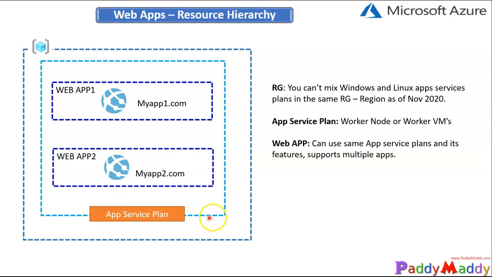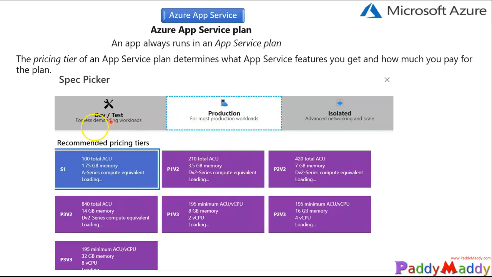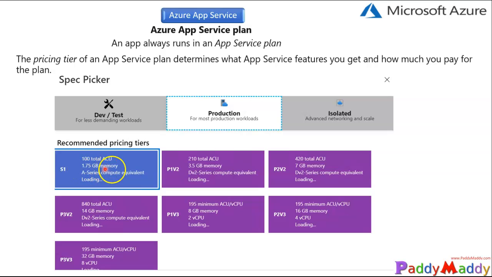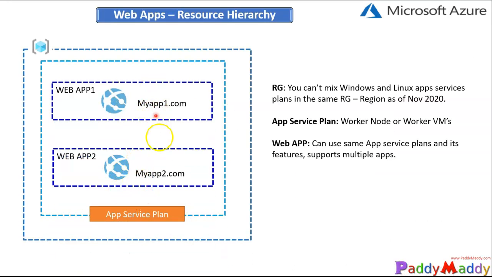What it means is that within this service plan you can have multiple web applications, and these web applications will use the same capacity and capabilities of your app service plan. Earlier we talked about different plans, like production, dev, or isolated. Let's say you are using S1. With S1 you have 1.75 gigabytes of memory and A-series computing or equivalent. All that power you're going to get within these applications, so these two applications can use that kind of powerful app service.